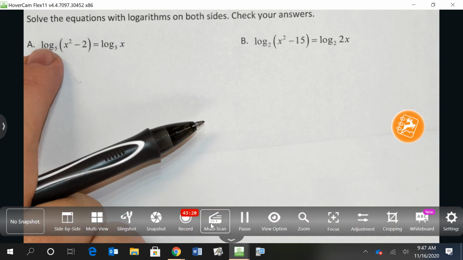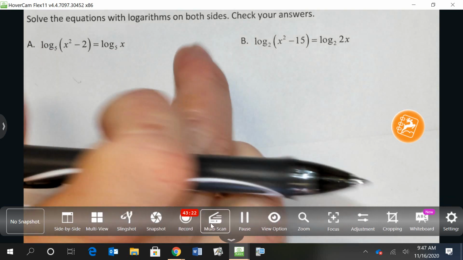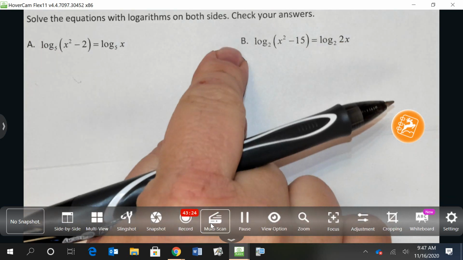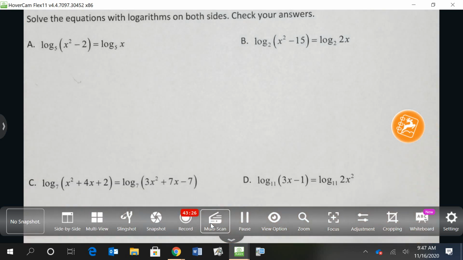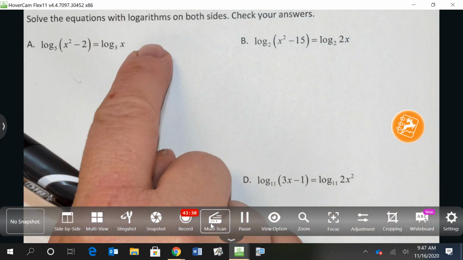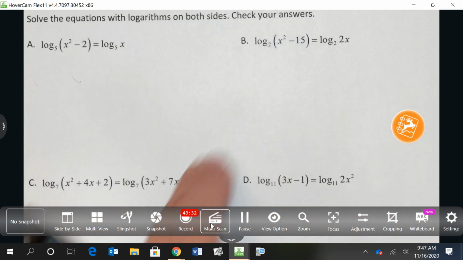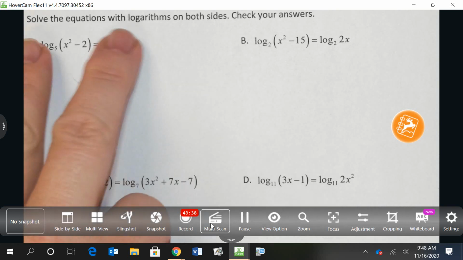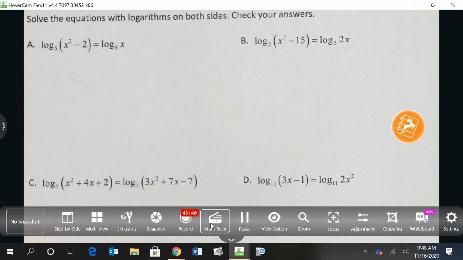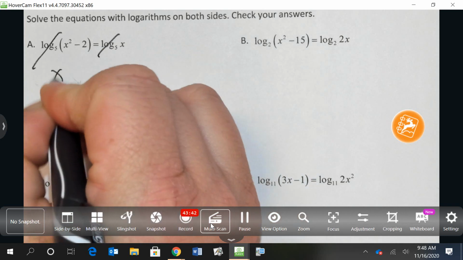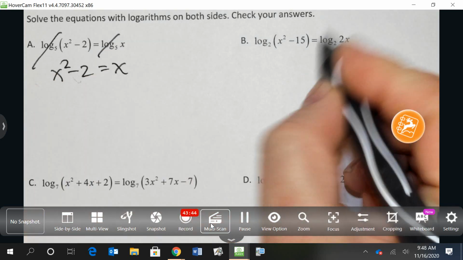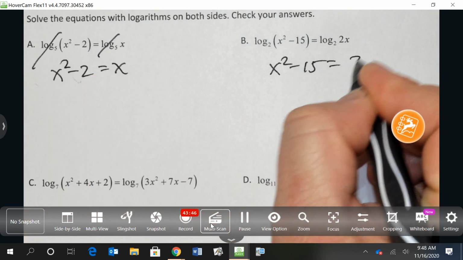See how I have a log base 5 and a log base 5 on opposite sides of the equation? Log base 2, opposite sides. Down here it's log base 7s and log base 11s. We don't see anything extra like a +3 or a -7, anything that's randomly behind it that's not already in parentheses. When this happens, you get to literally just wipe this out and solve the equation. So this would be x squared minus 2 equals x, and this would be x squared minus 15 equals 2x.